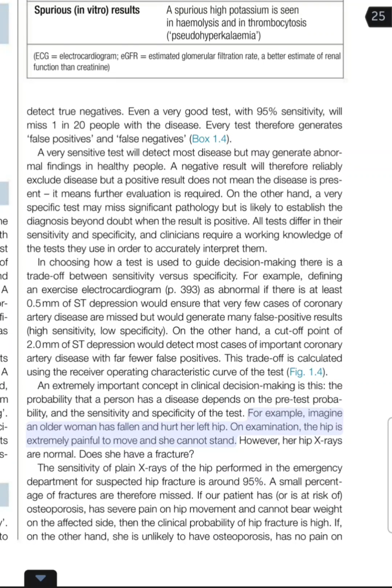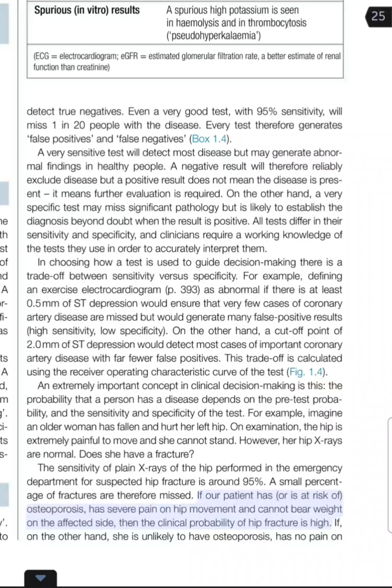For example, imagine an older woman has fallen and hurt her left hip. On examination, the hip is extremely painful to move and she cannot stand. However, her hip X-rays are normal. Does she have a fracture? The sensitivity of plain X-rays of the hip performed in the emergency department for suspected hip fracture is around 95%. A small percentage of fractures are therefore missed.